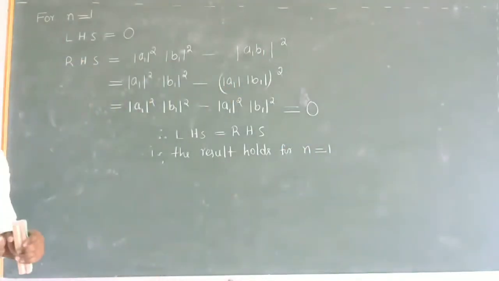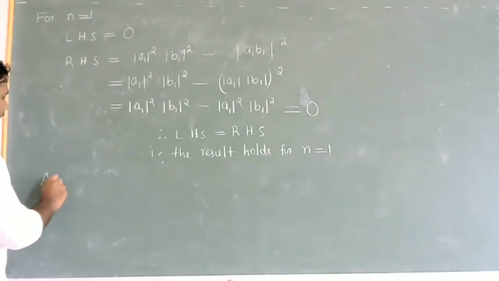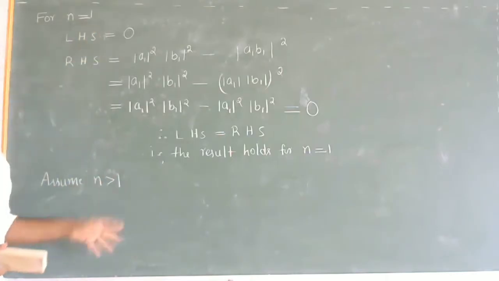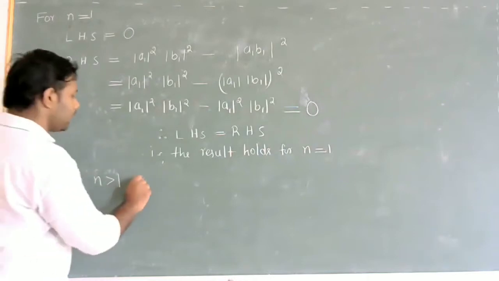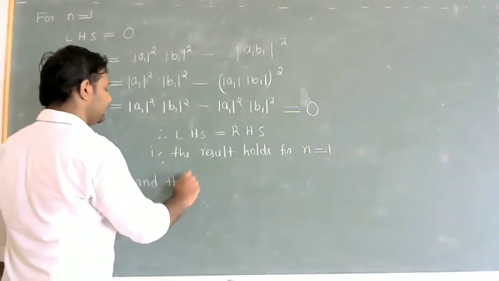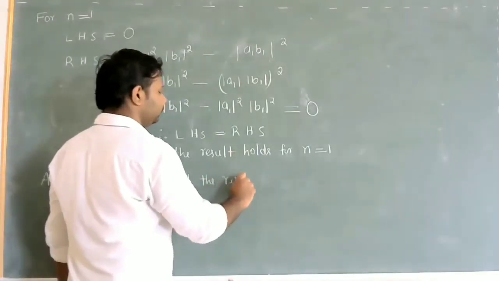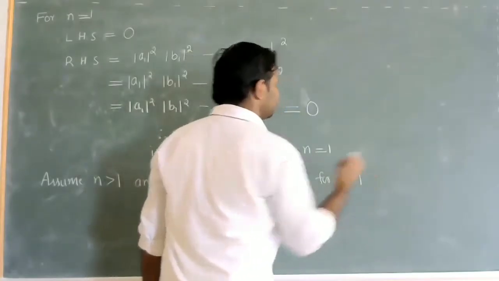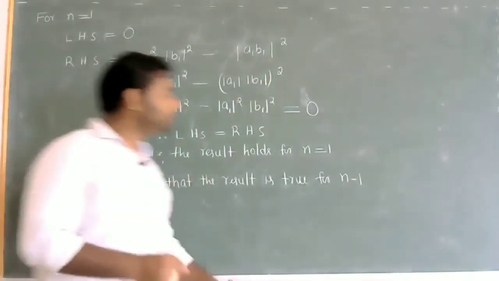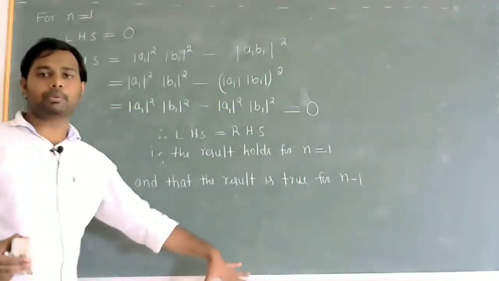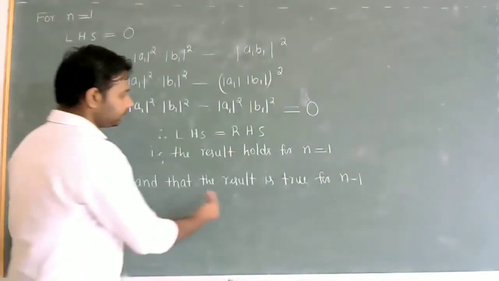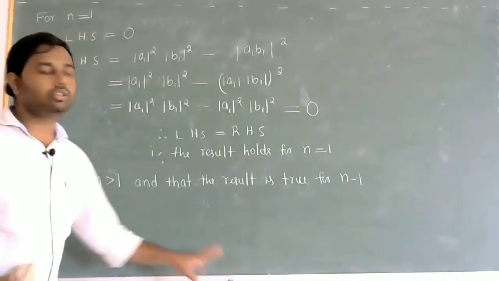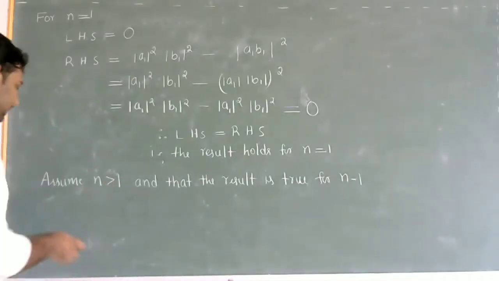Now the next step of mathematical induction is you have to make the assumption. So assume now n is greater than 1, because for n is equal to 1 we have proved the result. Now assume n is greater than 1 and that the result is true for the index n minus 1. So you have to assume the result for n minus 1 and you have to prove the result for n. So result is true for n minus 1 means the given result is true for the natural number n minus 1. What is that?